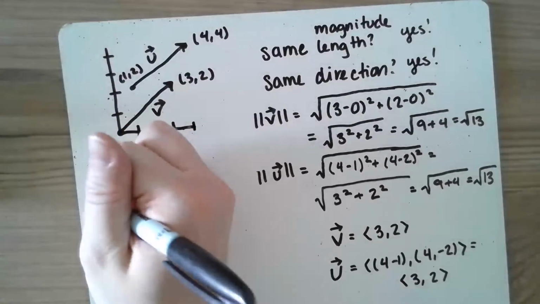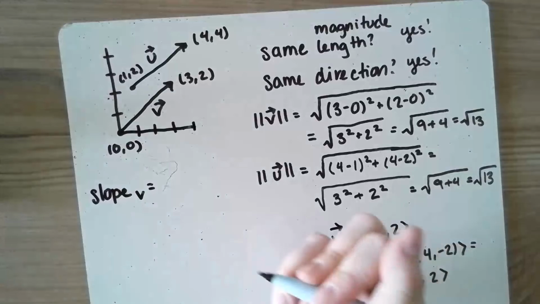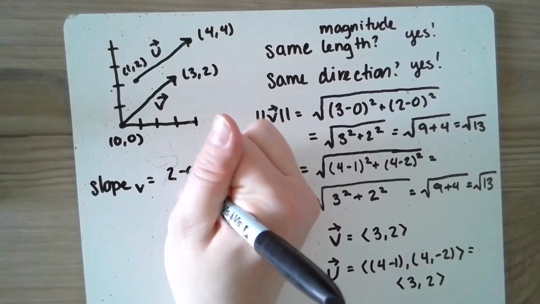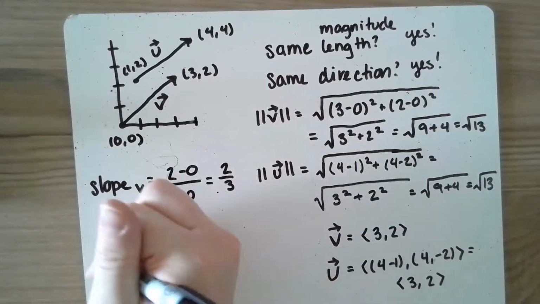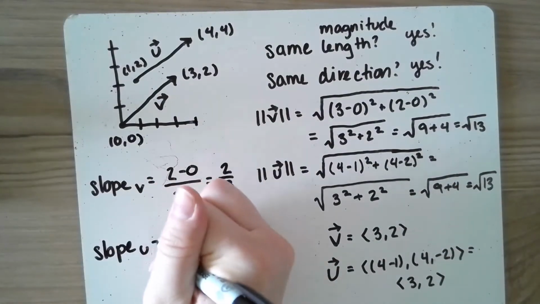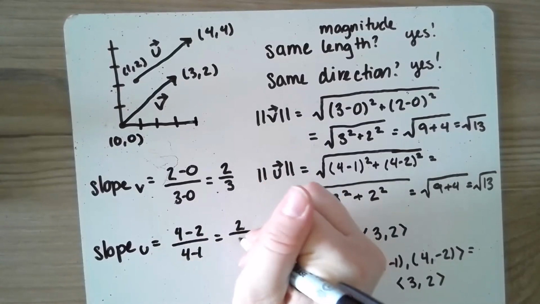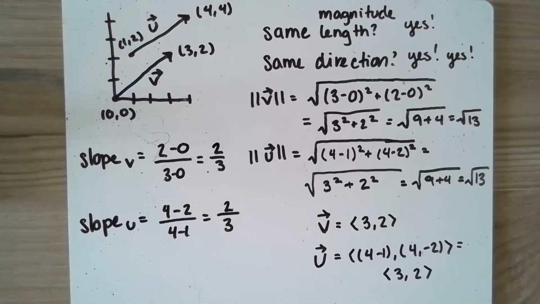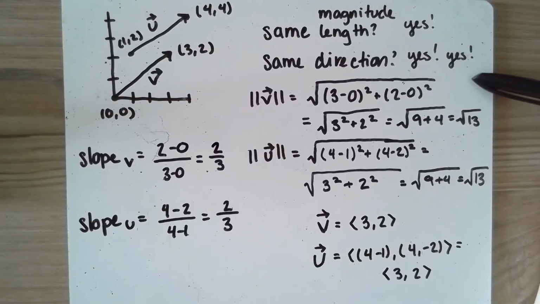Using the slope to find this, the slope of our vector v, if you remember, slope is the change in y over the change in x, so 2 minus 0 over 3 minus 0, which is 2/3. And the slope of u is 4 minus 2 over 4 minus 1, which is also 2/3. So again, they have the same slope, so they have the same direction. So there's two ways that we can determine if two vectors have the same direction. And because these two vectors have the same magnitude and the same direction, we know that they're equivalent.